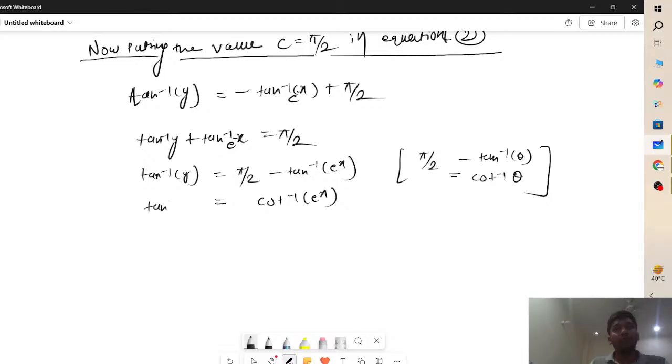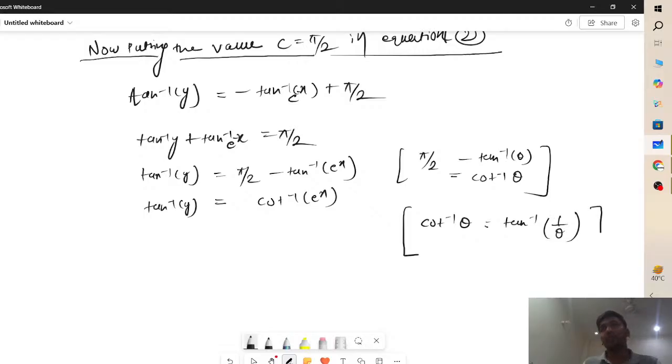Now there is also concept of inverse trigonometric function, which is cot inverse theta is always equal to tan inverse 1 by theta. This is again the property of inverse trigonometry. So can we write like this? Tan inverse 1 by e^x. Can we write like this? Okay.